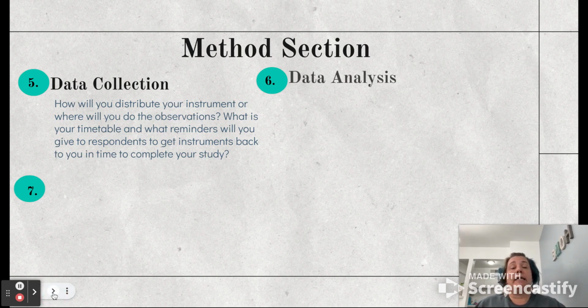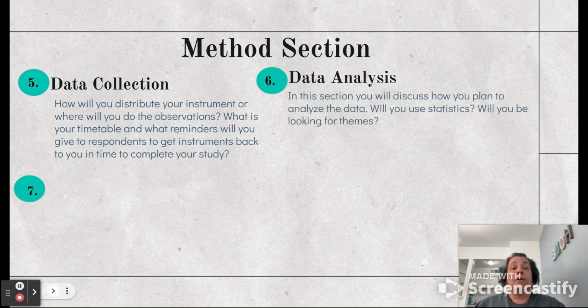Then following that is the data analysis. So in this section, you're going to discuss how you plan to analyze the data. So if it's quantitative, are you going to use statistics? If it's qualitative, are you going to be looking for themes in your observations, etc.? So that's what you're going to talk about there.